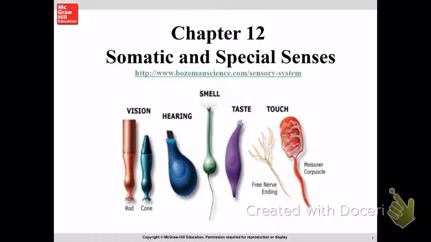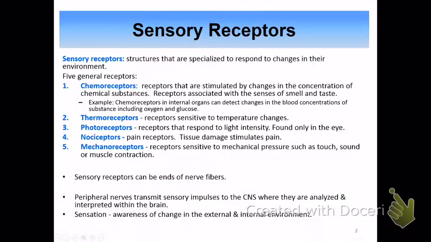This chapter is all about our senses. And I just thought that picture was cute, but we know what our five senses are since elementary school. We taste, we see, we can hear, we can smell, and then we can touch, right? So those would be the five special senses. And then we have lots of other ones, like you just learned in the video from Bozeman Science, like temperature, thermoreceptors, and pain receptors.